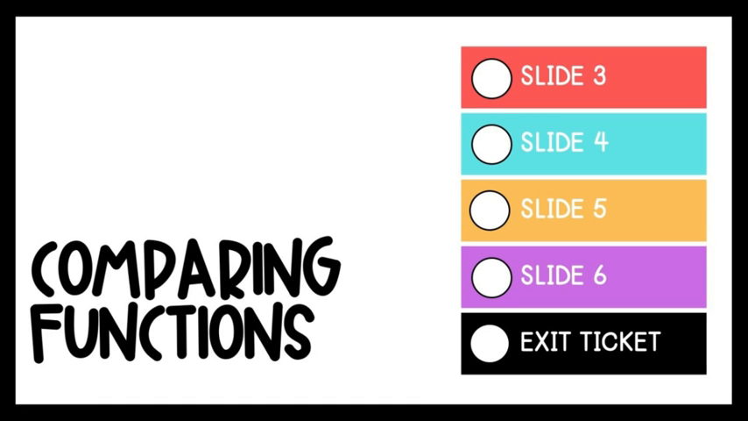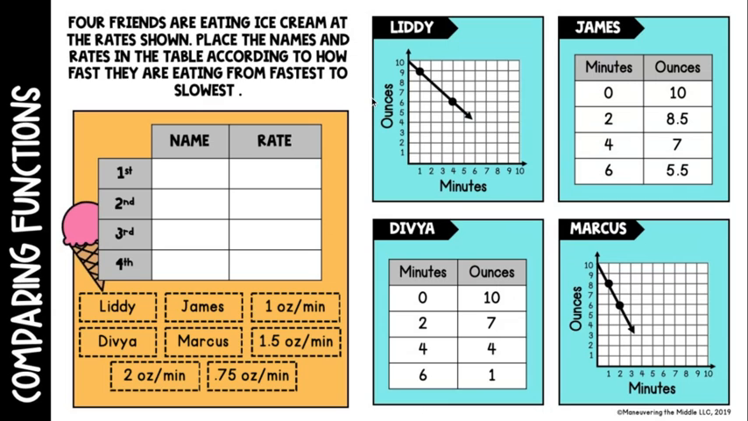While you are doing this assignment, you are going to need a sheet of paper and a pencil so you can write down the information you need to determine for each situation. So slide 1 says 4 friends are eating ice cream at the rates shown. Place the names and rates in the table according to how fast they are eating from fastest to slowest. So here we're comparing their rates.